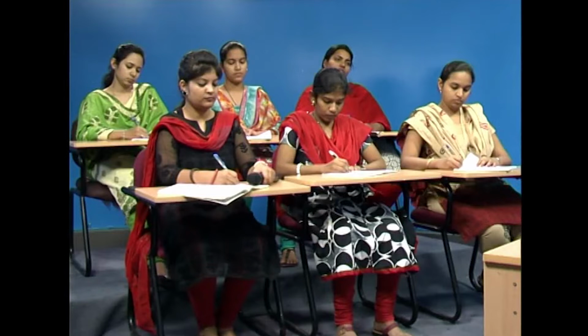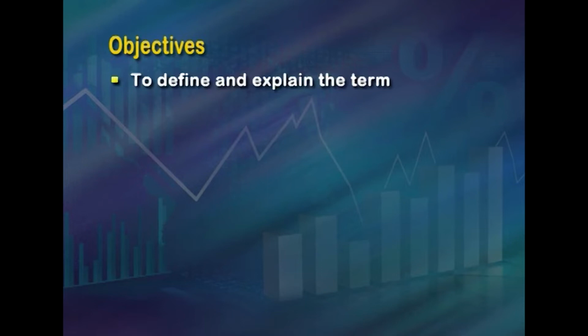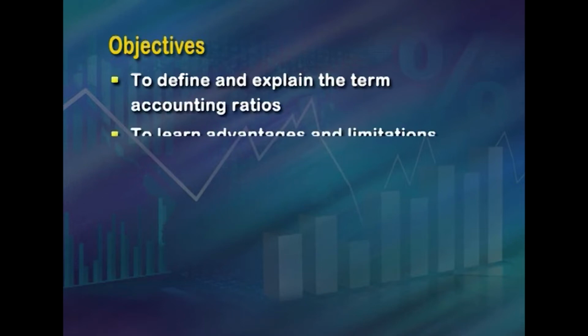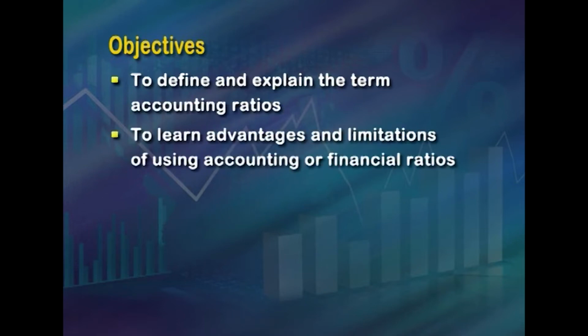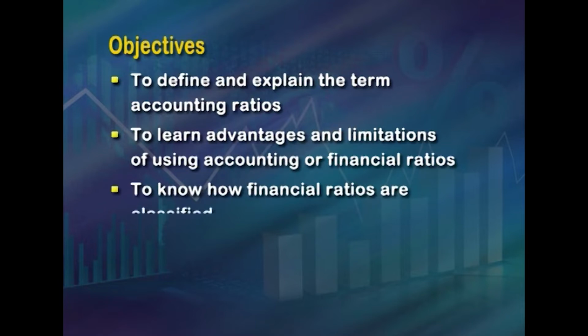Hello students, today we are going to learn a few topics in catering management, which include accounting ratios, their importance, significance and limitations, and types of ratios. Coming to the objectives, it is to define and explain the term accounting ratios, to learn the advantages and limitations of using accounting or financial ratios, and to know how financial ratios are classified.